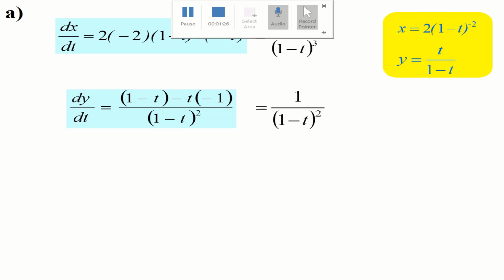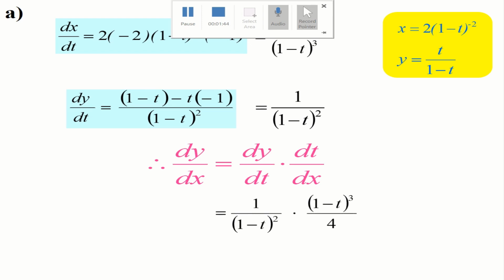And then to get dy/dx, we apply the chain rule. dy/dt multiplied by dt/dx. dy/dt is 1 over (1 minus t)² multiplied by dt/dx. We switch, we get (1 minus t) cubed over 4. So then finally (1 minus t)² we can cancel out. So finally we get (1 minus t) over 4, or 1/4 multiplied by (1 minus t).